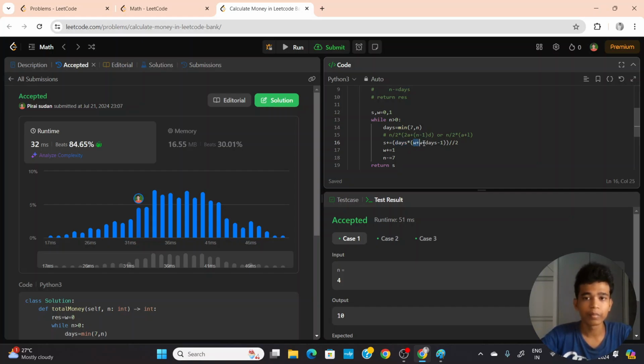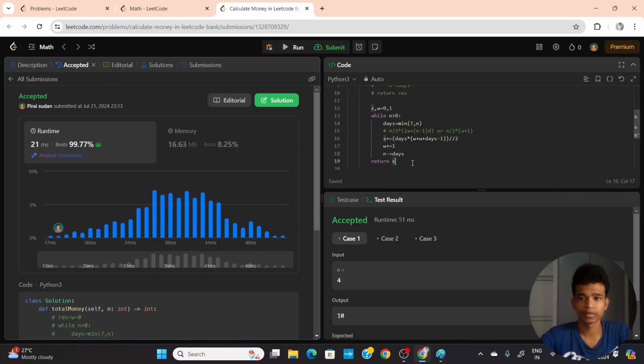It is w. W plus w. Instead of 2 into w, I used w plus w plus days. Days will be my n, right? Days minus 1 divided by 2. So this is my formula, right? This is my sum formula. Now, I will add 1 to my week and minus 7 in my n. Instead of minusing this, I can also minus like this. It's also correct. Let me submit it. Yes, it is submitted successfully.